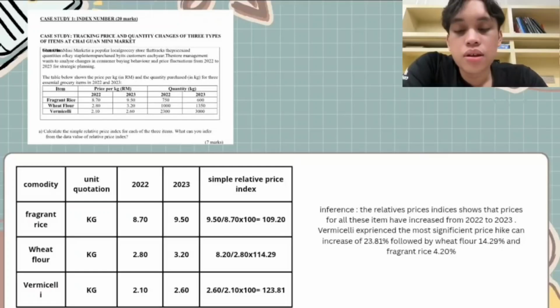Next is wheat flour, 3.2 divided by 2.8 times 100 equals 114.29. Lastly, vermicelli, 2.6 divided by 2.10 times 100 equal 123.81. Now let's interpret the result. All three price index values are above 100. This tells us the price of items increased from 2022 to 2023. Among the three products, vermicelli recorded the highest increase with an index 123.81, followed by wheat flour at 114.29 and fragrant rice at 109.20. Therefore, vermicelli experienced the greatest price increase during this period.